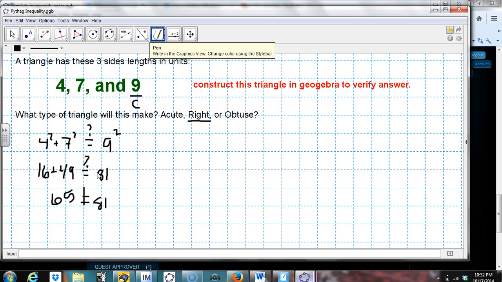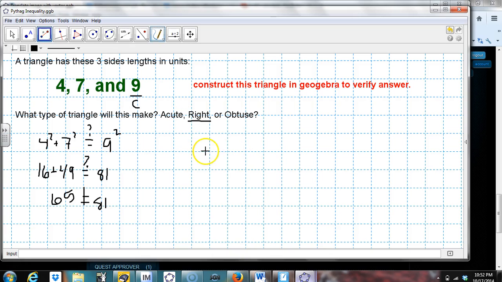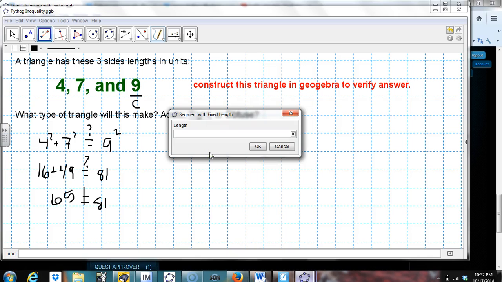So then the question becomes, well, if it's not a right triangle, then it's going to be acute or obtuse. Which one is it? So let's construct this triangle in Geogebra to verify which one it's going to be. So in our line toolbox, we've been using this segment between 2 points tool. I want to show you this other segment tool with fixed length. Okay, so I'm going to grab this tool here. What we're going to do is we're going to click somewhere to put an endpoint down for our segment.